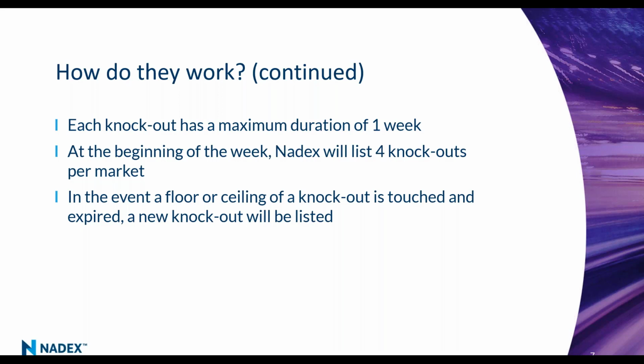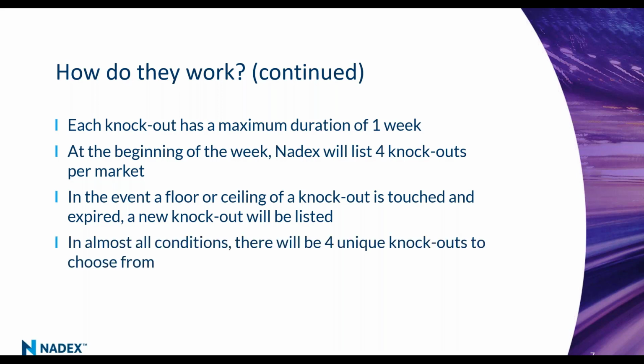That contract settles, it's gone, and we then list a new contract so that there is generally always 4 available. If it touches a floor or ceiling, it gets knocked out. That contract settles, it expires, it's gone. Then we list another one, a new range, so that you've always got 4 choices. Not always, but generally there will always be 4 choices for you to choose from in most market conditions. And again, I will get to why we offer a variety of choices.